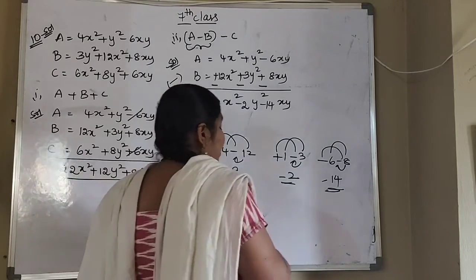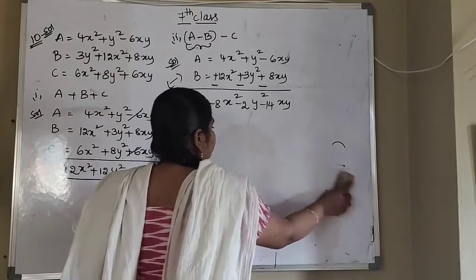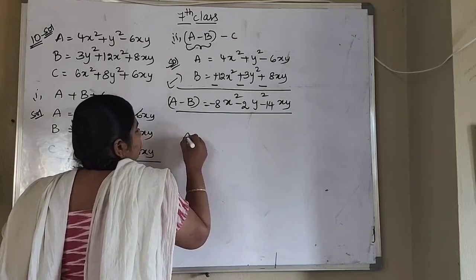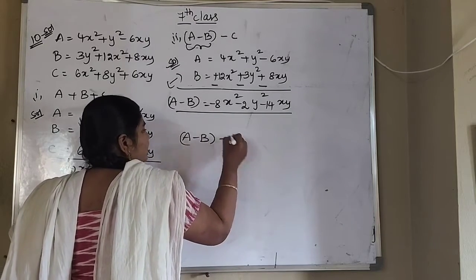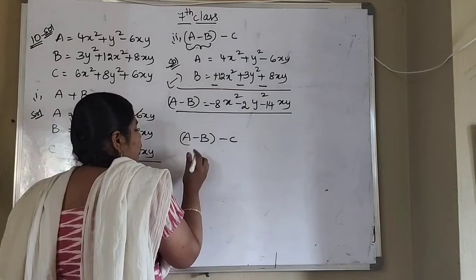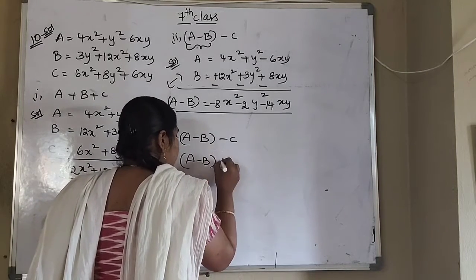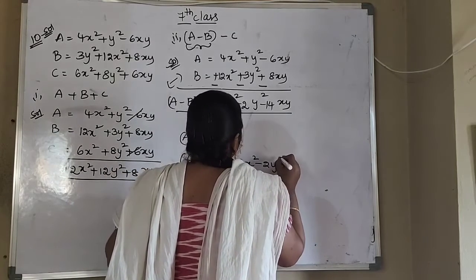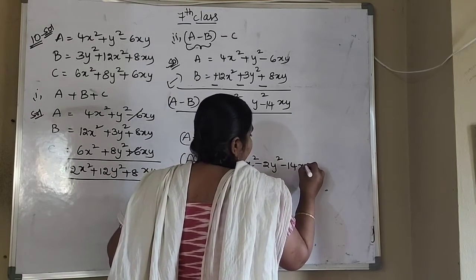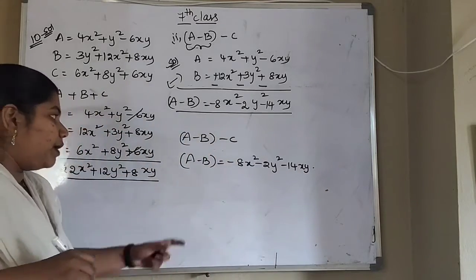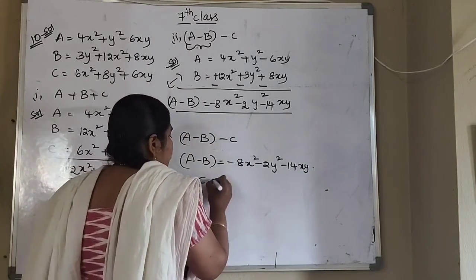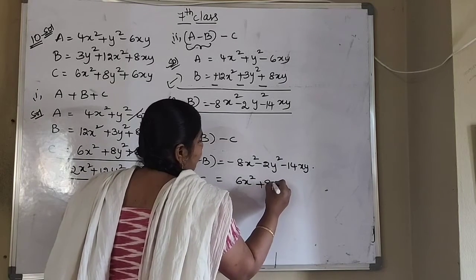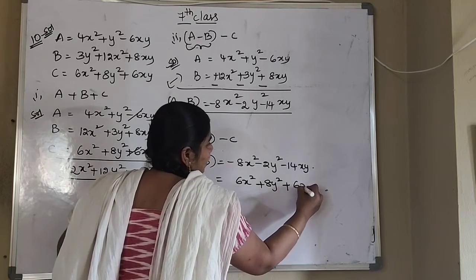Now with this result we have to subtract C value. So here you got A minus B value as this part. So A minus B minus C we have to do. Okay. So first what is A minus B value? Minus 8x square minus 2y square minus 14xy. Okay, now from this you have to subtract C value. So what is C value? 6x square plus 8y square plus 6xy.